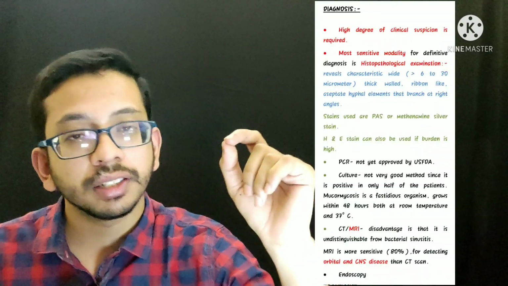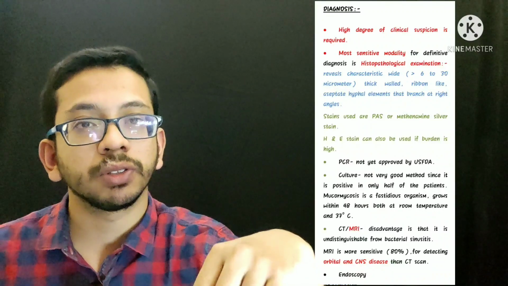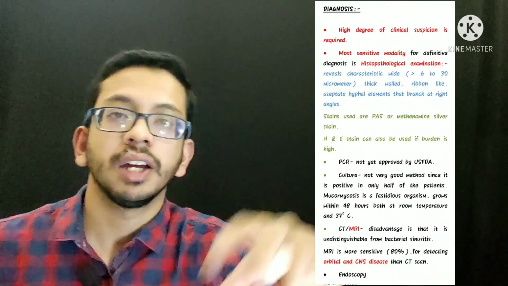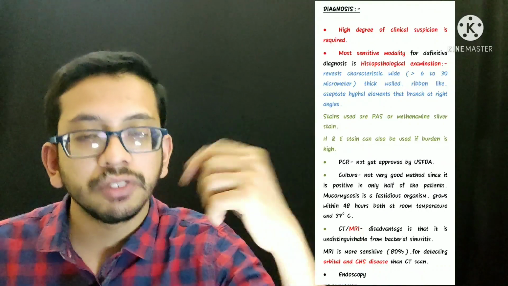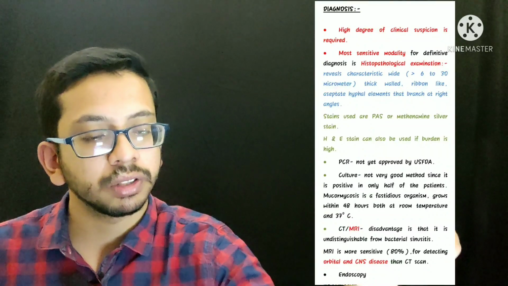Coming to the diagnosis of mucormycosis. For diagnosis of mucormycosis, you must have a very high degree of clinical suspicion. The clinician must suspect mucormycosis based on the patient's past history, risk factors, and the clinical features with which he is presenting. So a high degree of clinical suspicion is required for mucormycosis.